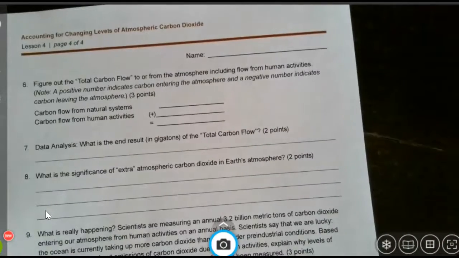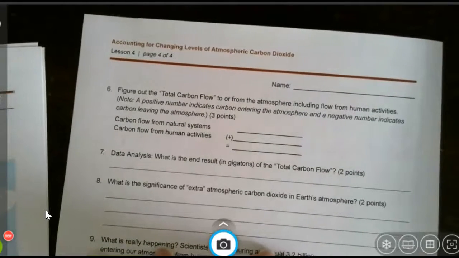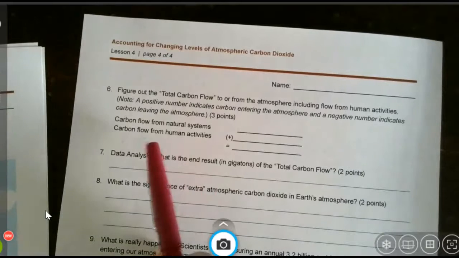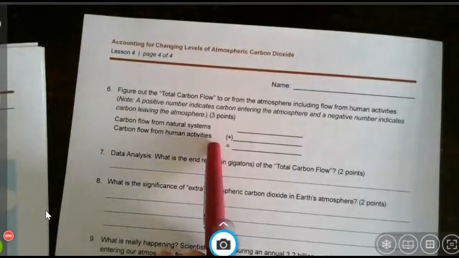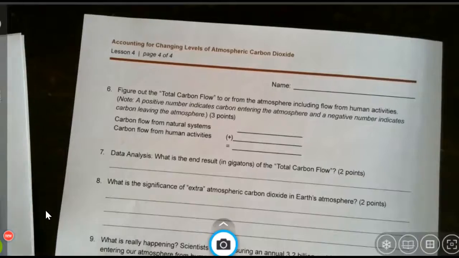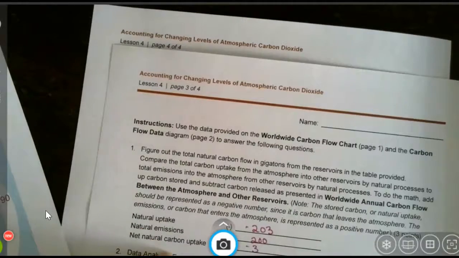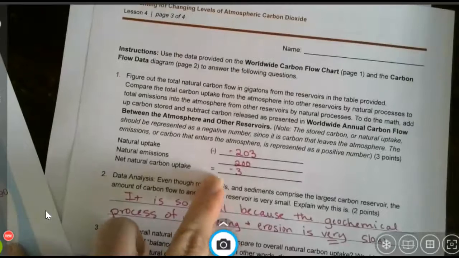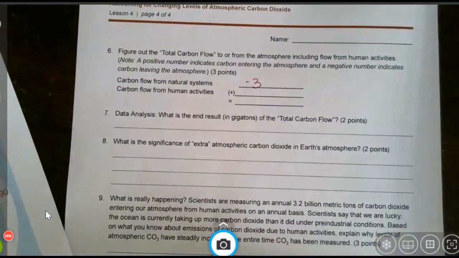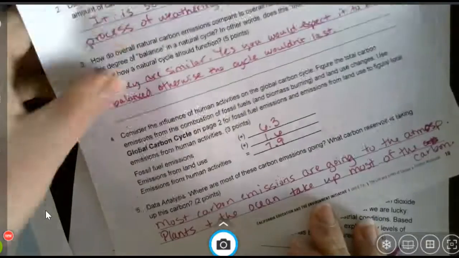Let's look at number 6. Let's figure out the total carbon flow to or from the atmosphere, including flow from human activities. Note, a positive number indicates that the carbon is entering the atmosphere, and a negative number indicates that it is leaving the atmosphere. So, the carbon flow from natural systems, that's going to be our number from number 1. Net natural carbon uptake is right here. That was -3. So you need to use your number from number 1. What is our carbon flow from human activities? Oh, that's number 4 down here.